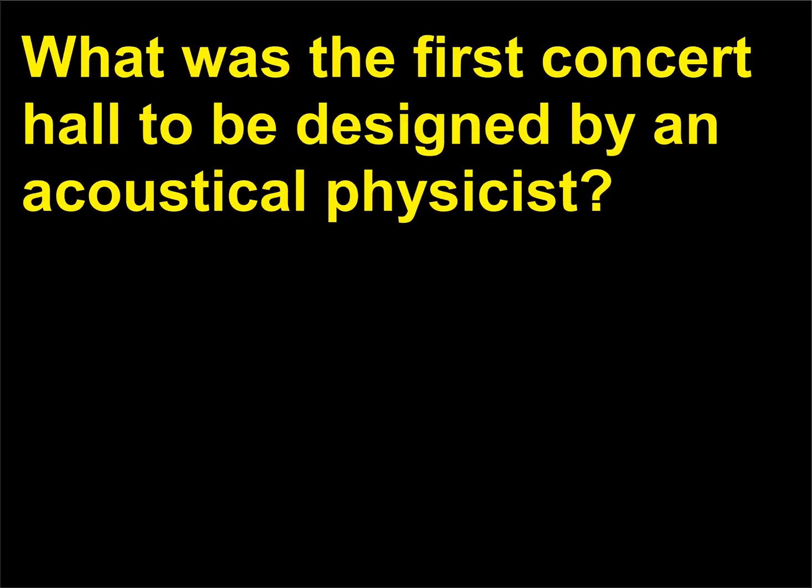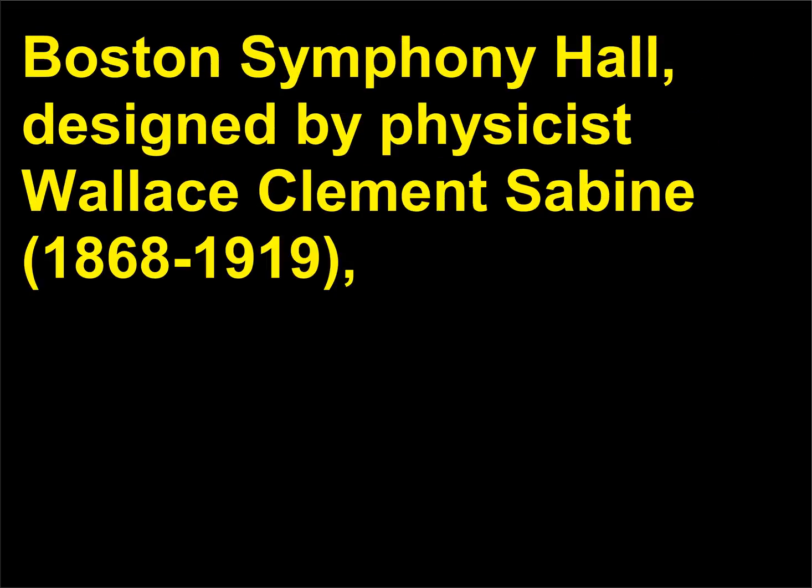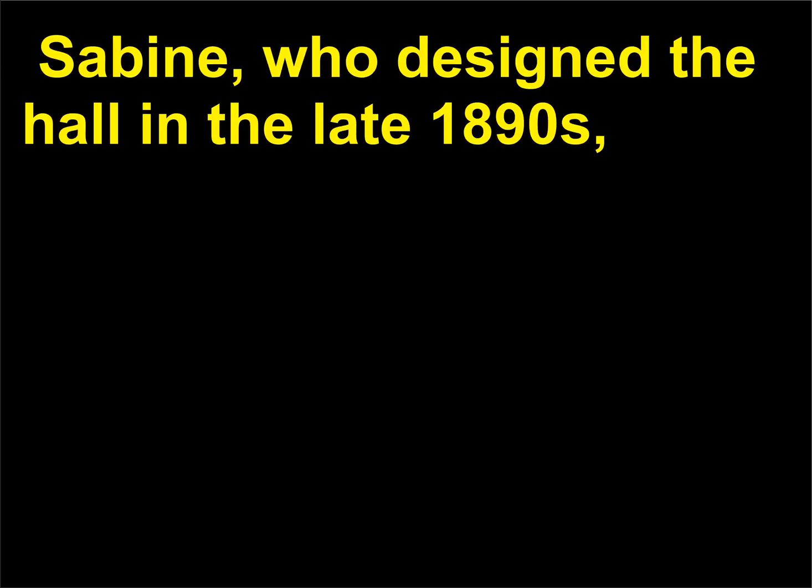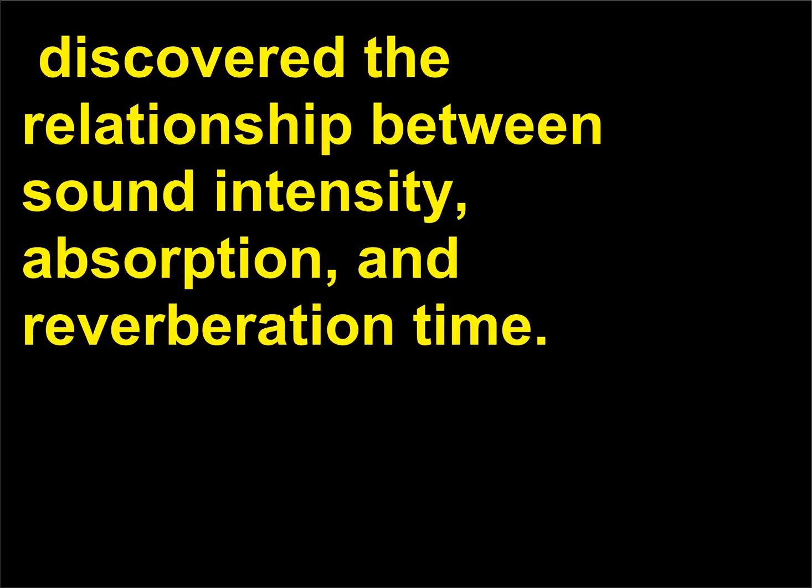What was the first concert hall to be designed by an acoustical physicist? Boston Symphony Hall, designed by physicist Wallace Clement Sabine, 1868-1919, is the first concert hall designed specifically to enhance the sound of an orchestra. Sabine, who designed the hall in the late 1890s, discovered the relationship between sound intensity, absorption, and reverberation time.